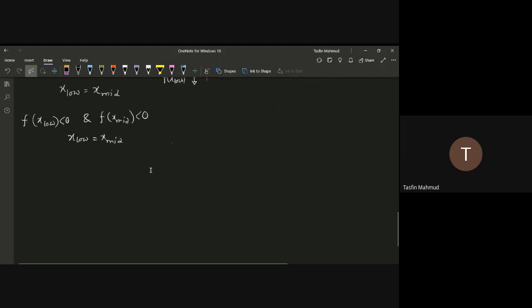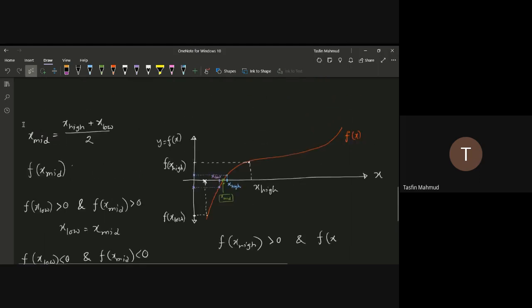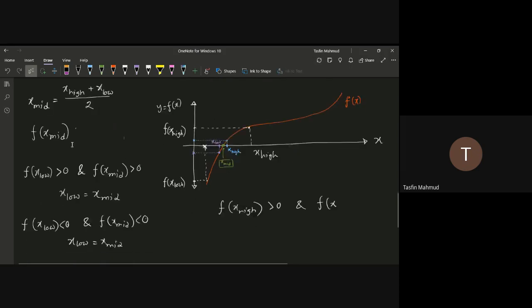Let's assume we have f of x high greater than 0, and f of x mid. After calculating x mid, we calculate f of x mid. This part we should calculate for each of the iterations, and then we will do these checks. So if f of x mid is also greater than 0, we will update the x high as the x mid value.